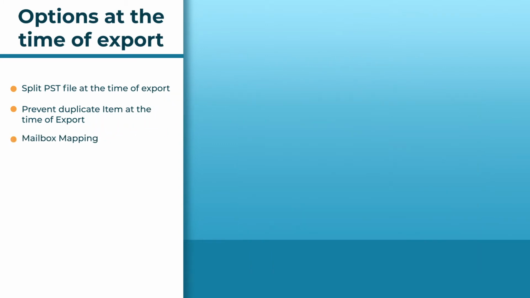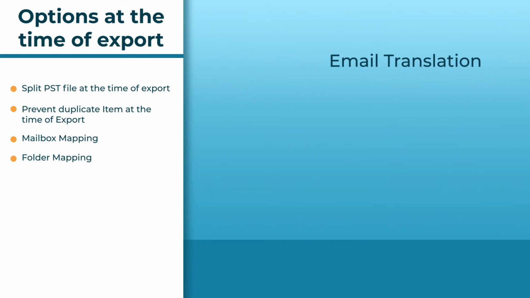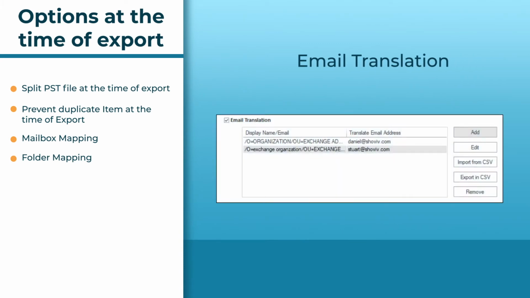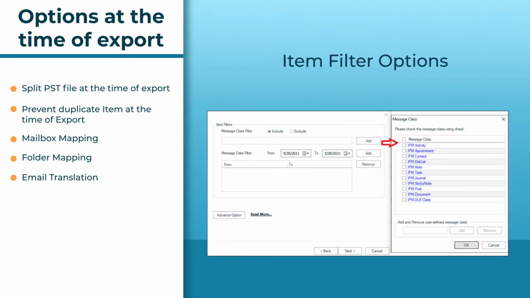The software also provides advanced options like folder mapping, where you can provide the source and the target folder to export the data of the source folder to the target folder. It also provides an option of email translation to change improper email display addresses. The software also provides an item filter option, where you can select the message class filters and can also provide the message date filters.